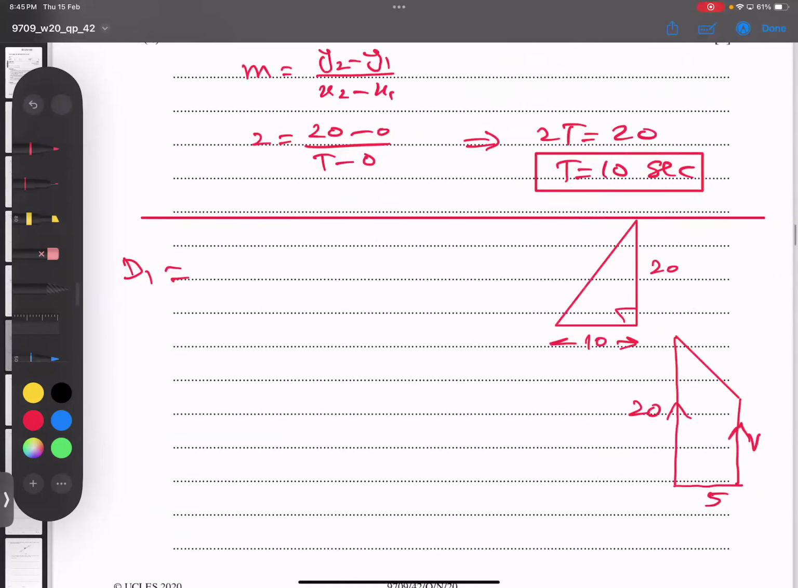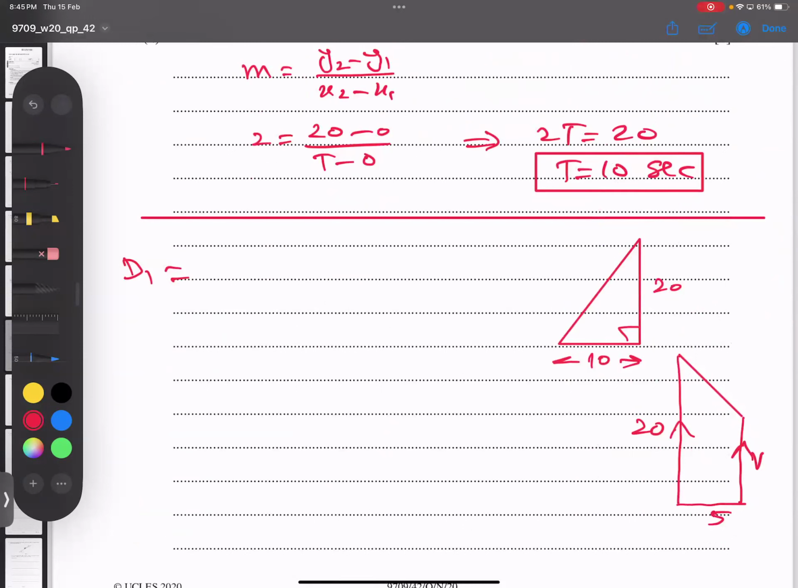Inshallah, I believe you understand. So D1, how to get it? Half into base into height, I got from the triangle. And for the trapezium formula, all people know it. Basic formula: half into h into (a plus b). This is a basic formula.